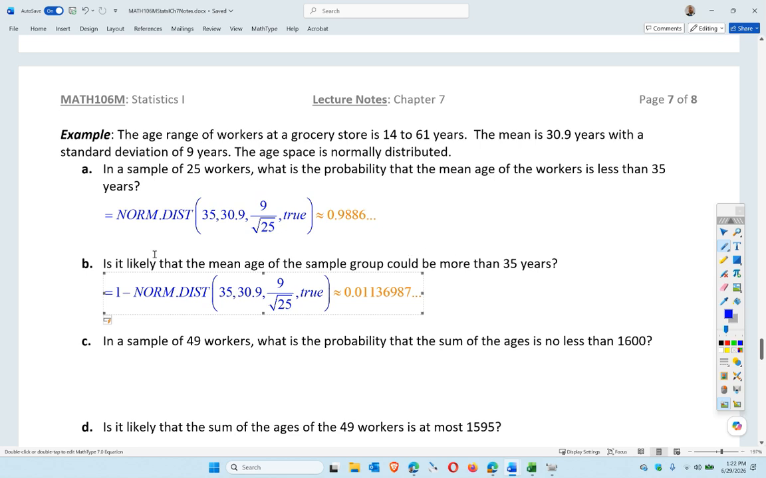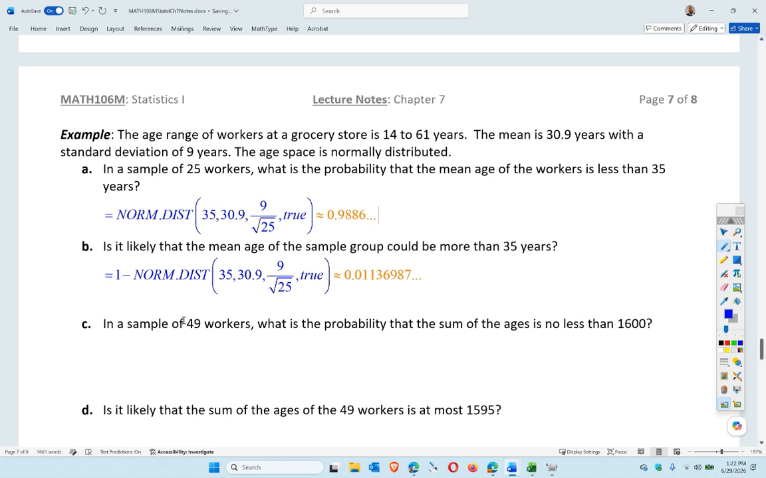Okay, so let's say we do the sample 49 workers. What's the probability the sum of the ages is no less than 1600? So that means we want to be more than 1600, correct? Because if you're no less than, it means you're more than 1600, aren't you? Okay.